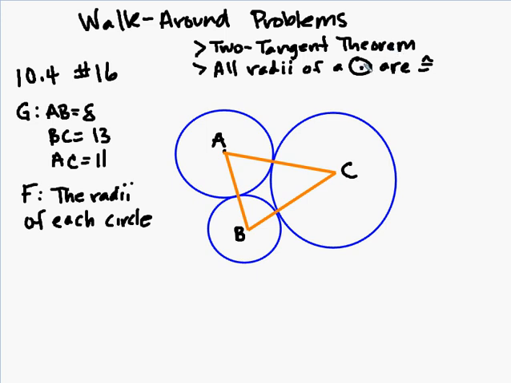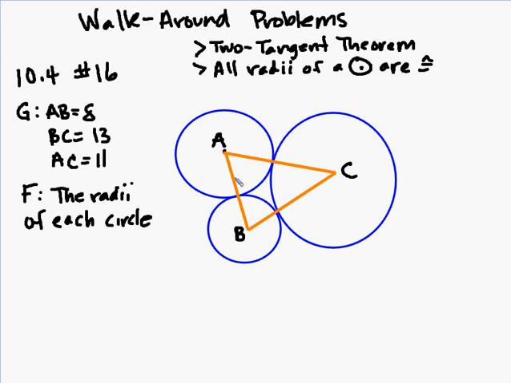We're going to apply it to this problem with three different size circles, circle A, circle B, and circle C. We're given that AB is 8, BC is 13, and AC is 11. What we want to do is find the radii of each of the circles. So we're going to use the walk-around process to solve this problem. The first thing we want to do is identify a variable.